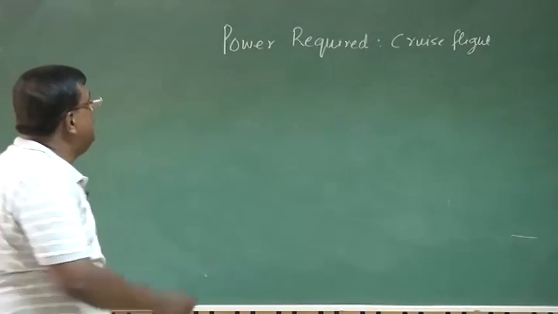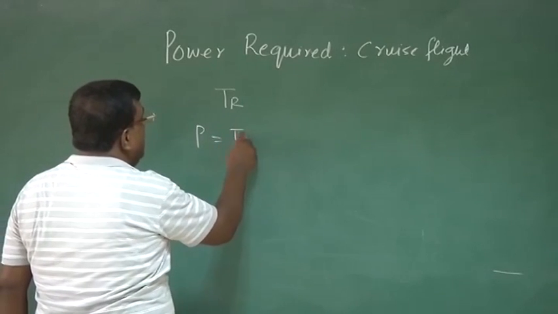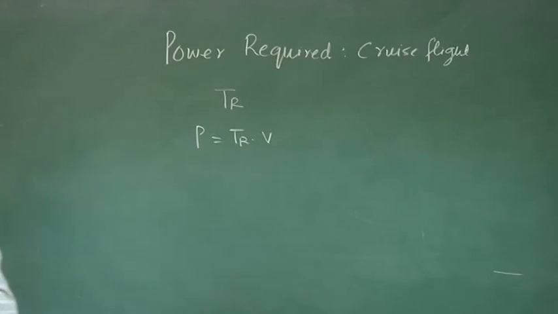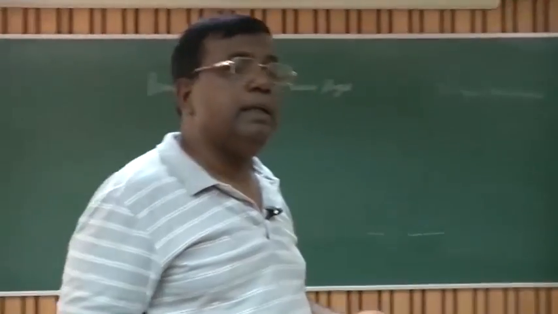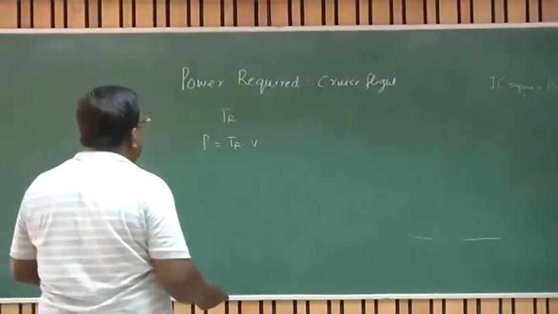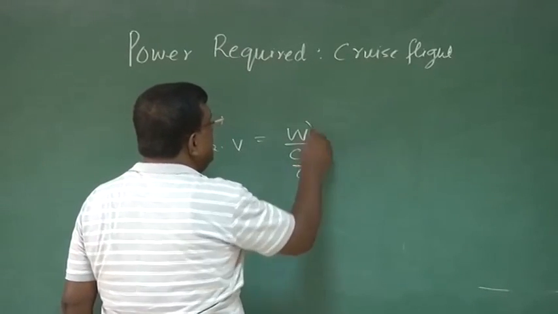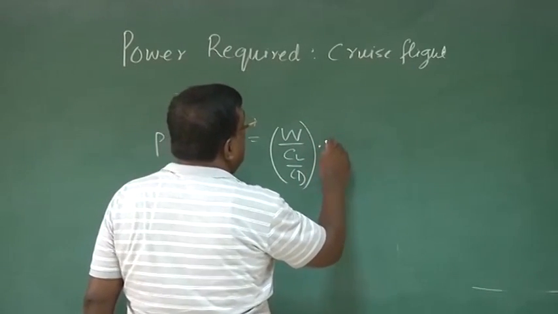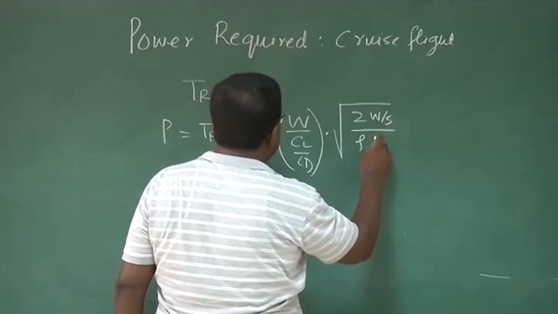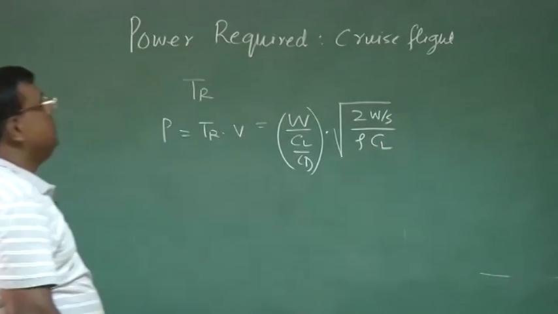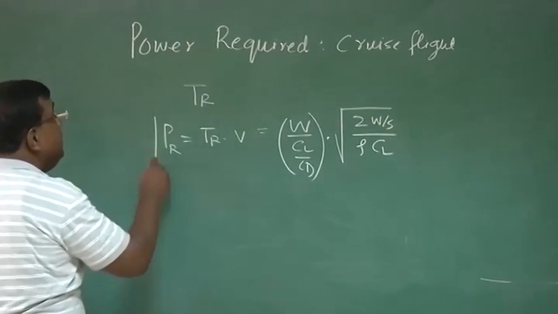So very simple. If I know thrust required was TR, then power required would be TR into V, force into velocity. What is this V? V is nothing but the velocity required at that altitude to maintain lift equal to weight. So I can write this as W by CL by CD, which is the thrust required expression, and for V, I can write square root of 2 W by S by rho CL. So this is now my power required expression, right?